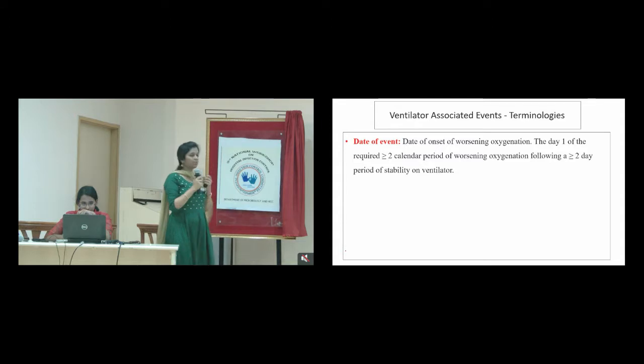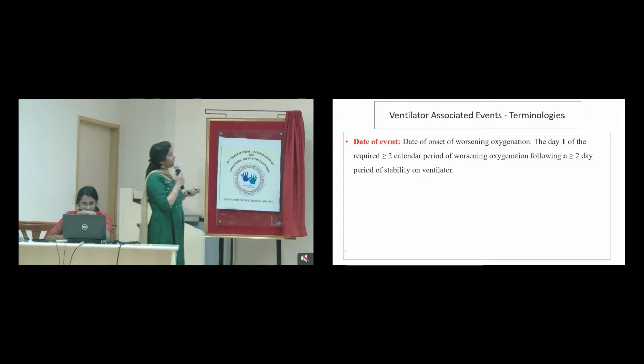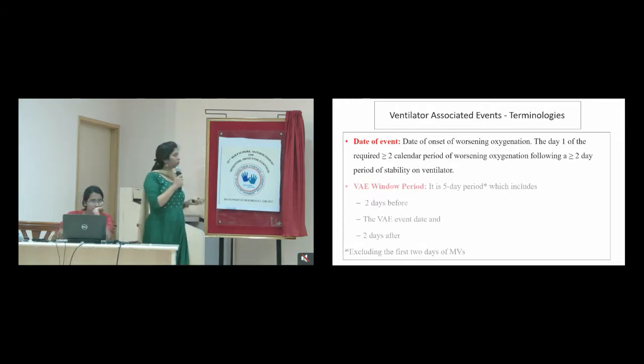So what is date of event? Date of event is nothing but the first day of worsening of gas exchange. So you have day 1 of worsening of gas exchange, followed by 2 days of stability on ventilator. I'll show you the example. Just wait for this slide, then I'll show the examples in the next slide.